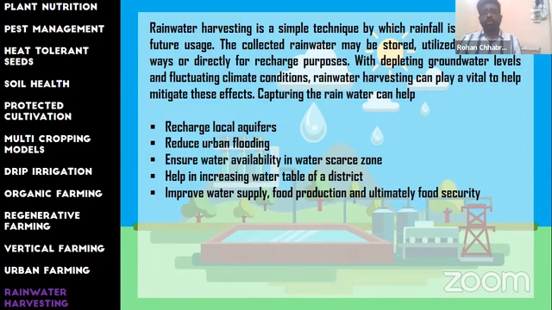With depleting groundwater levels and fluctuating climatic conditions, rainwater harvesting can play a vital role to help mitigate these effects. Capturing the rainwater can help recharge local aquifers, reduce urban flooding, ensure water availability in water scarce zones, help in increasing the water table of a district, and improve water supply, food production, and ultimately food security. Because without water, we cannot grow food.